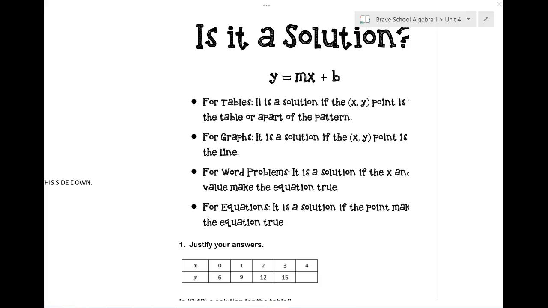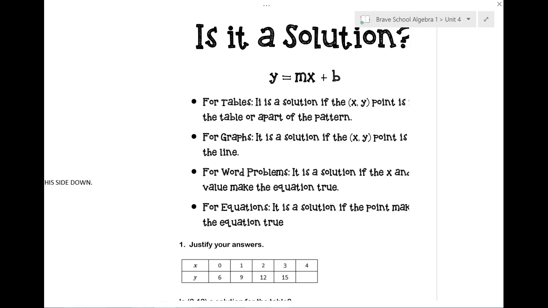Hey Algebra 1, this is going to be your Edpuzzle for tonight. Is it a solution? So go ahead and make sure you have these notes. The color of these notes is actually green. It's just going to be white on the screen as you see here. So make sure you're following along and actually doing the notes in your notebook as we go through this.